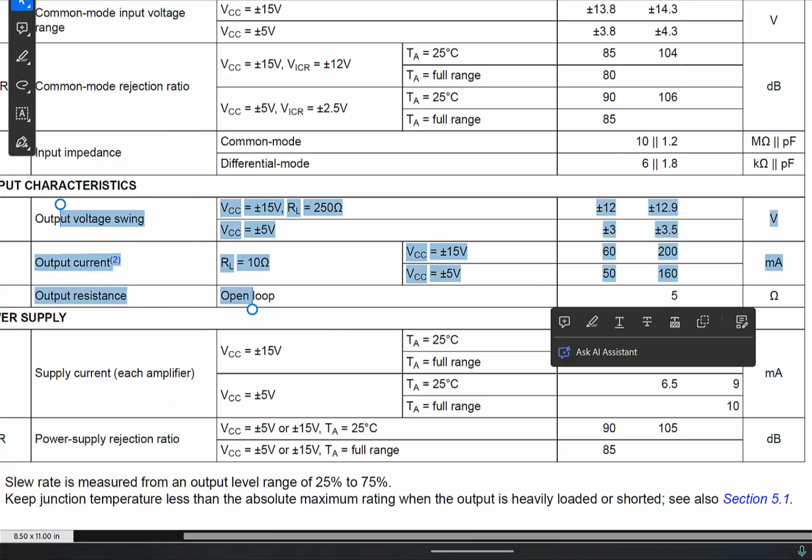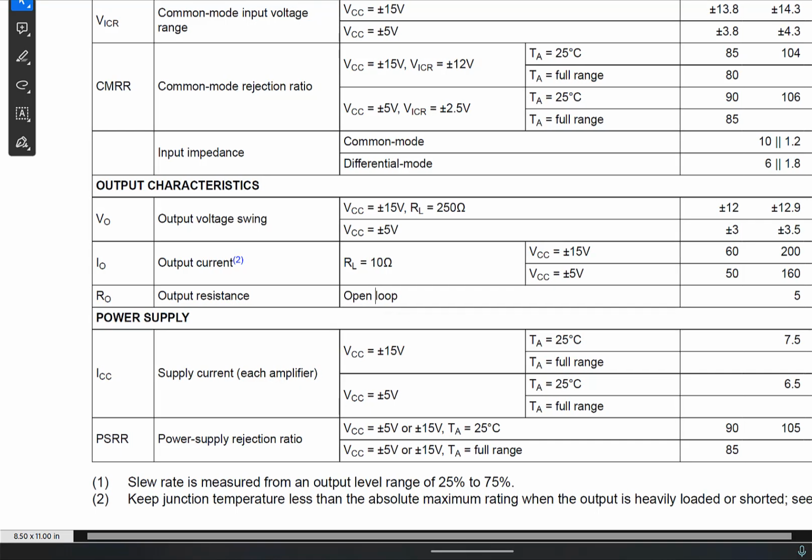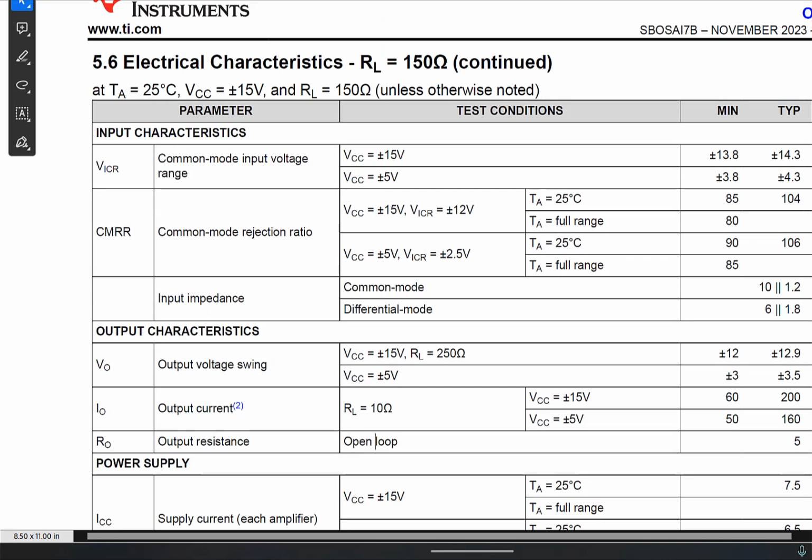So you can see one of the specifications they gave is this input common mode range, the first column. I don't know how we can point with this, but yeah. So they have given it to be plus or minus 13.8 as the minimum. Typical number is this.